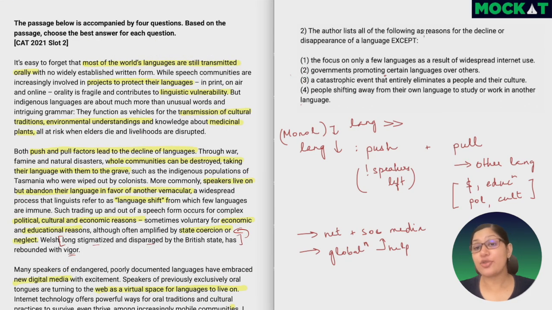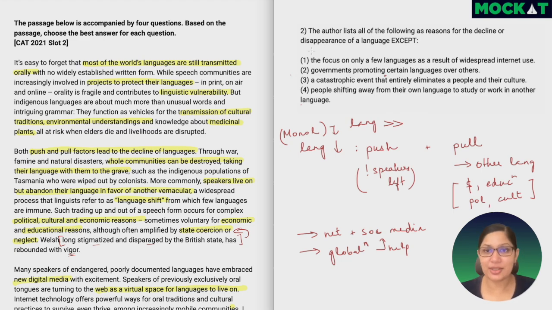The author lists all of the following as reasons for the decline or disappearance of a language except. Now, since I've taken notes, we will refer to these notes. Along with this, there's one more thing, which is, if the language is oral. In case you haven't taken notes, it's fine because primarily these 2 paragraphs is where we have the reasons for a language declining. So we'll find that 3 of these 4 options are given as reasons. We eliminate that.